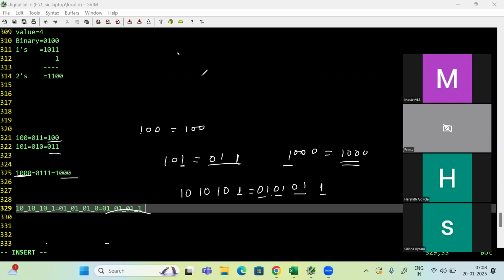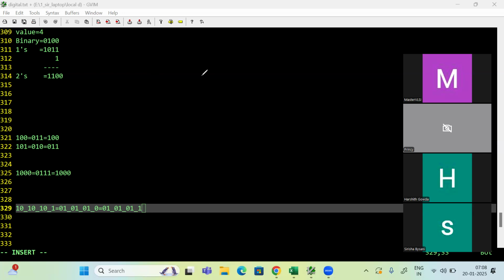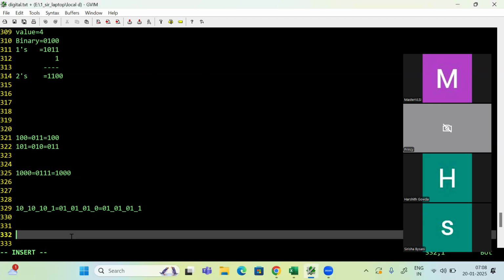Done. One more: 1 1 0 0 1. Tell me the two's complement directly. Double. Triple 1. Check. Can you check where the one's and two's complement are? What will you get? The same value? Okay. Next.